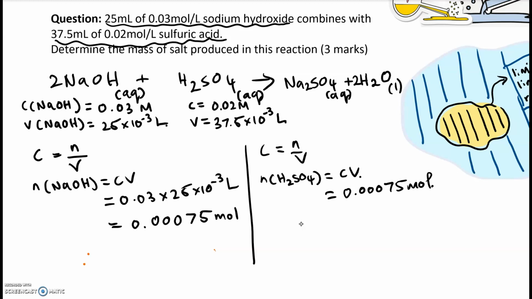So is this a balanced equation? Is there no excess or limiting reagent? Now I want you to think of any chemical reaction as a cooking recipe, where there's 2 parts of base combining with 1 part of acid to form 1 part of salt and 2 parts of water.